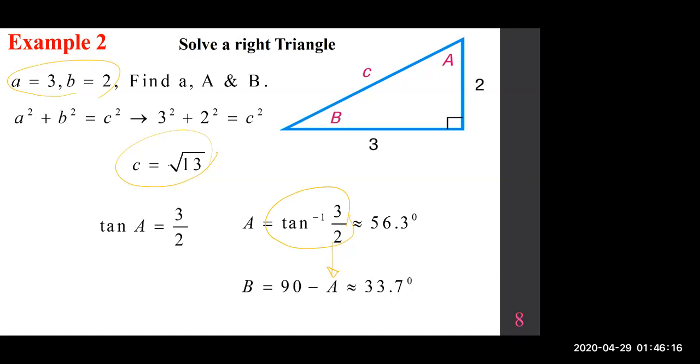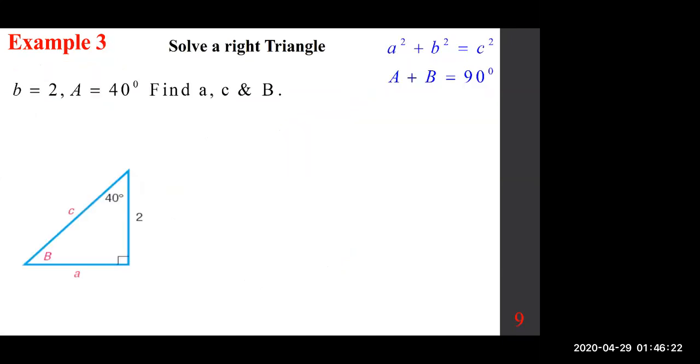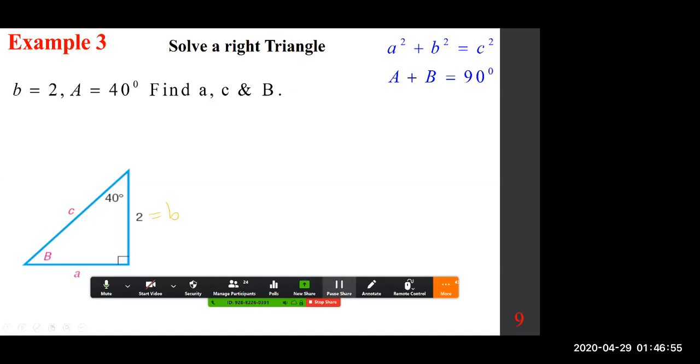So here's the next example. We have a right triangle, okay? A is 40 degrees. And we want to find the rest of them that are missing. In this case, B is 2, okay? So this is B, okay? We want to find A, C, and B. I'm going to give everybody a minute. I think by now you have enough practice. So I'm going to pause the recording so you can find this on your own.